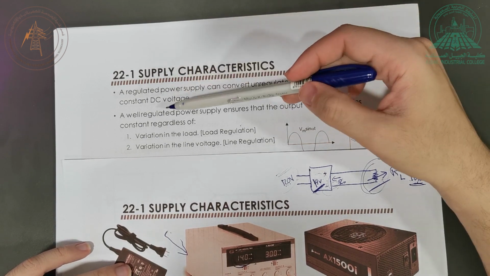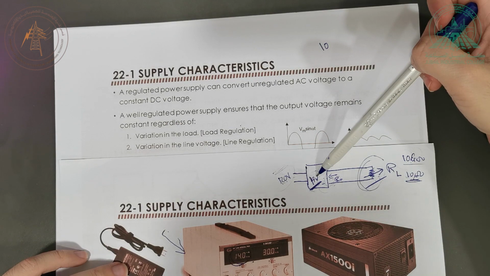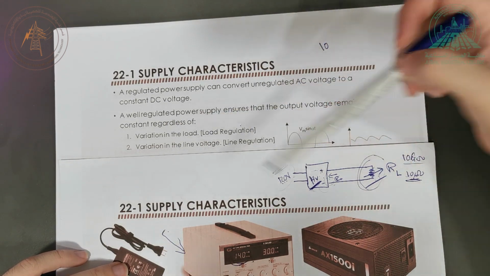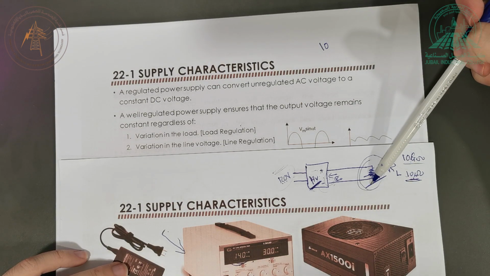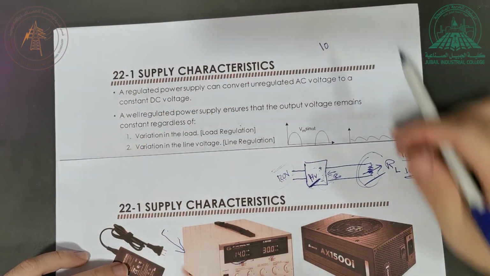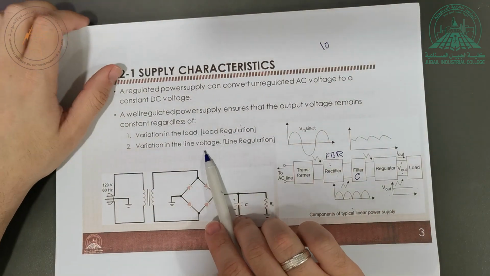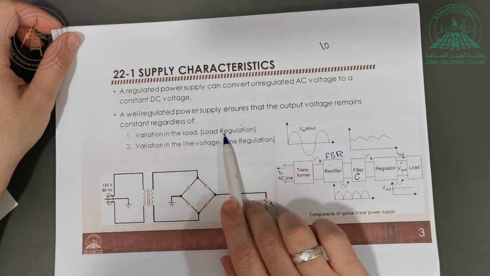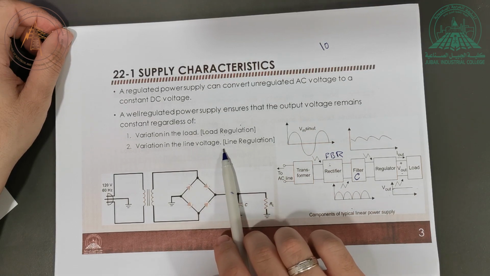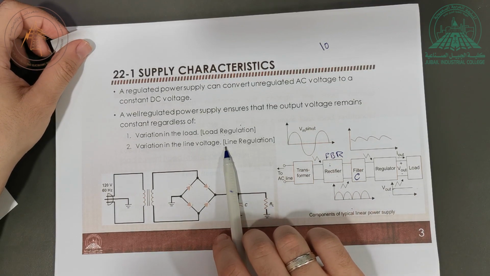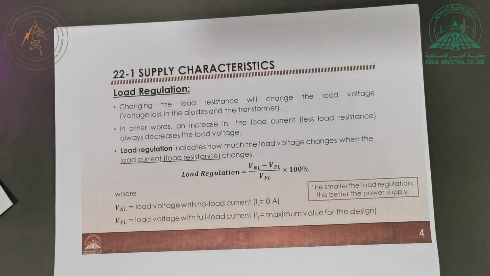Okay, so a regulated power supply will keep the 14 volt constant even if the load changes, even if this resistance, regardless if it goes up or goes down, it should remain the same. So these are the two kinds of regulations that we need to talk about, right? The load regulation and the line regulation. Load regulation is variation in the load value, the load resistance, and the line regulation is the variation in the line input voltage itself that's coming from the wall.